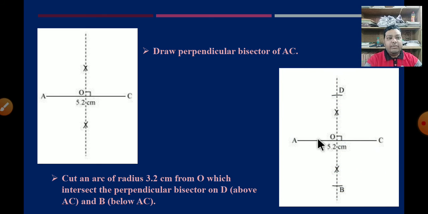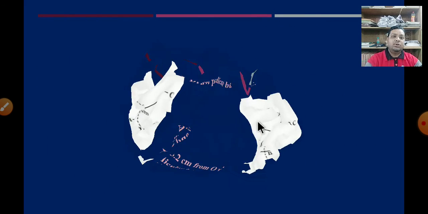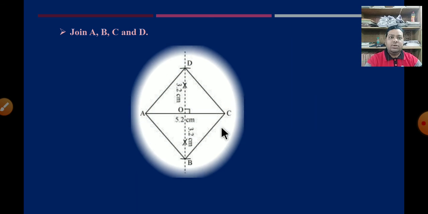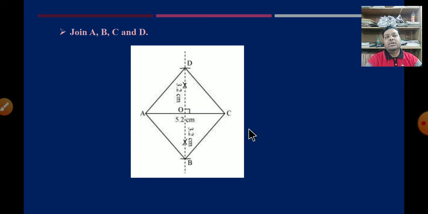Now we will again join A, B, C and D. Then what figure will we get? You can see in the next slide. Now after joining it, you can see it is looking like a rhombus. So like this you can draw the rhombus also. I hope that you all have understood.